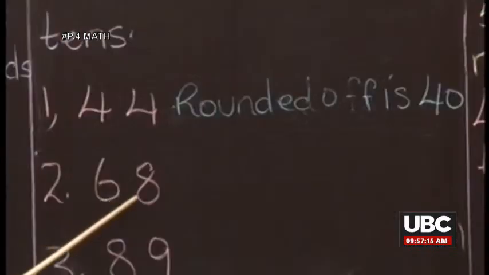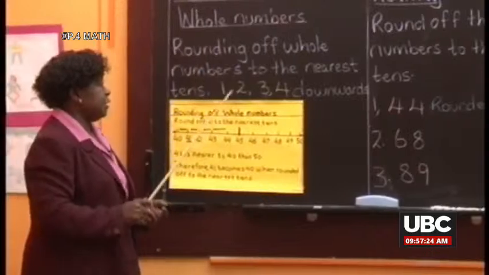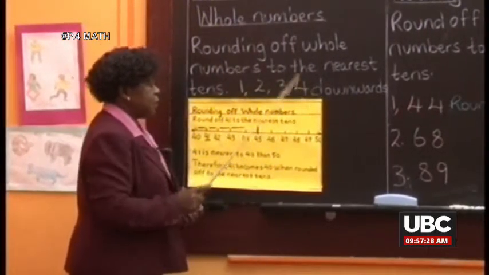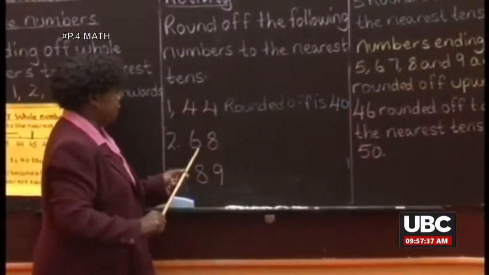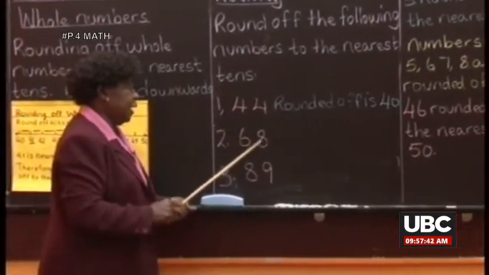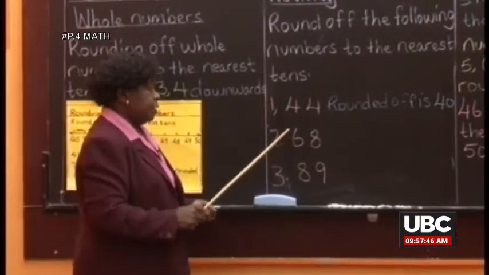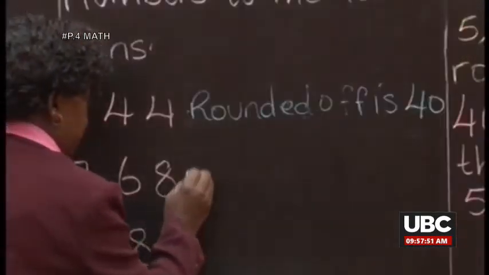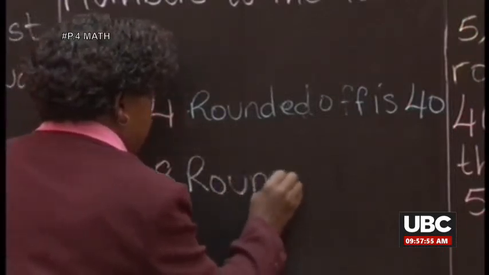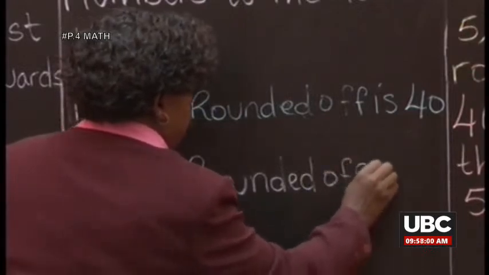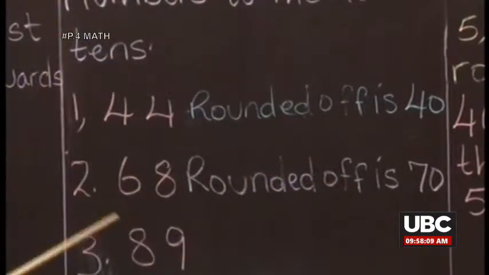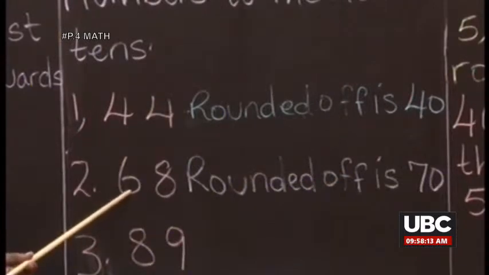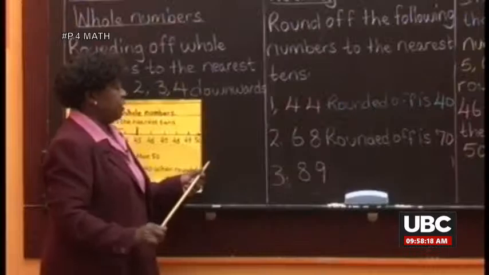Number two says, round off 68 to the nearest tens. Remember we said, numbers ending with any of these digits, you round off downwards. And numbers ending with any of these digits, you round off upwards. If you look at 68, we are going to ask ourselves, is 68 nearer to 60 or 70? It is nearer to 70. So 68 rounded off to the nearest tens is 70. Why? Because 68 is nearer to 70 than 60.